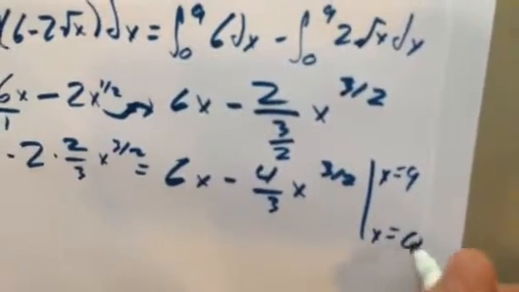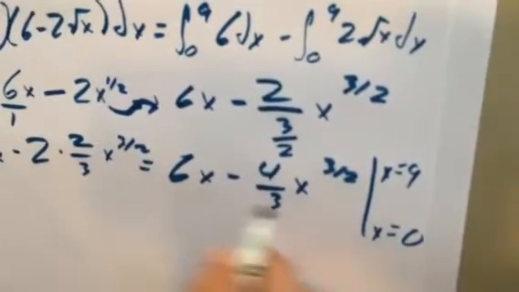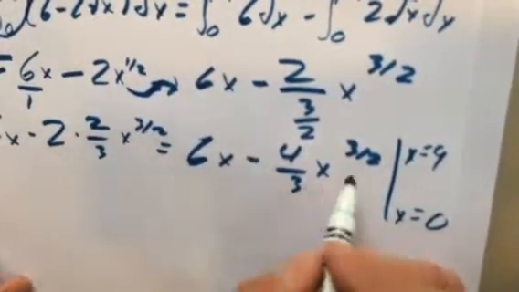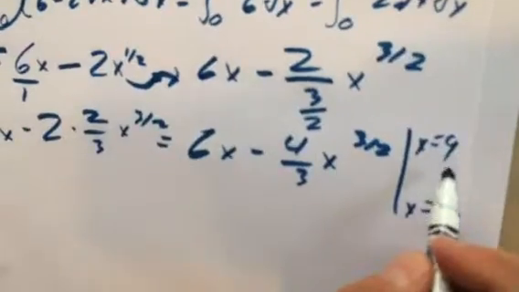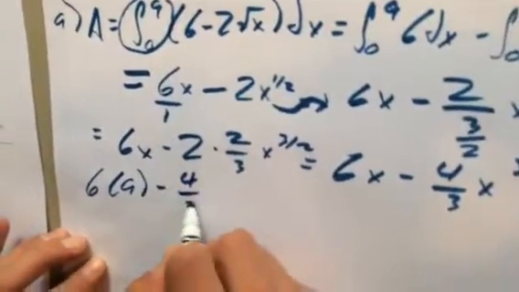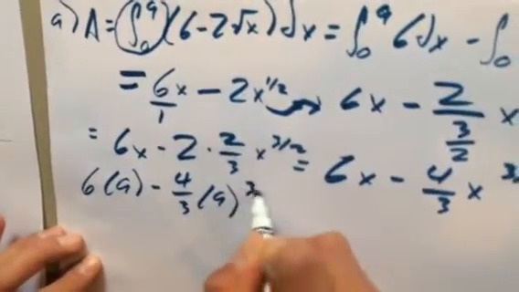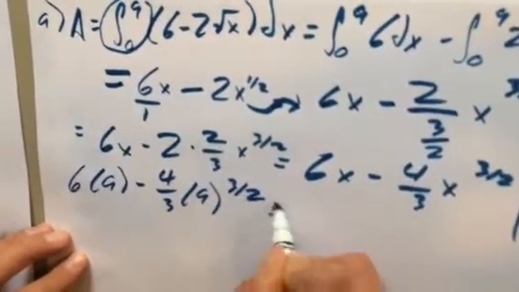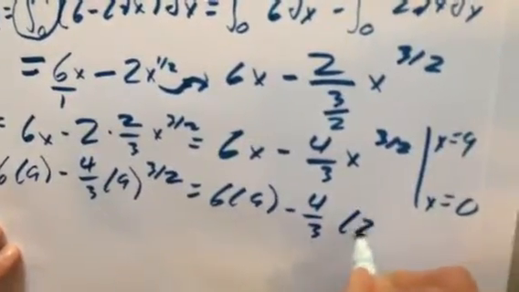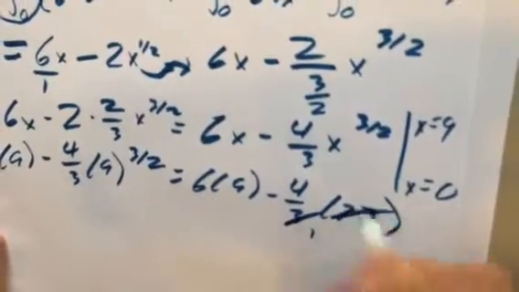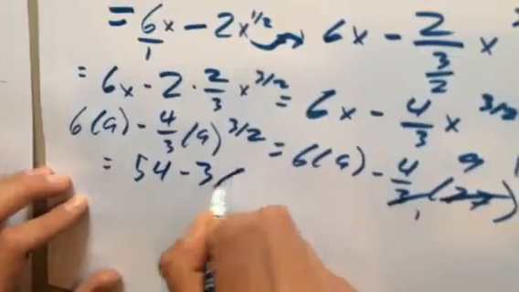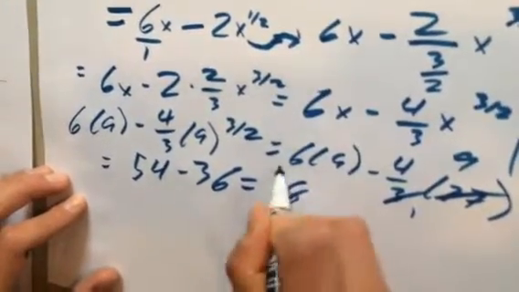Don't worry about the x equals 0 because we're only working with variables, and the 0 will just make this whole thing 0. So we just need to evaluate for 9. We plug in 9, and the square root of 9 is 3, times 9 is 27. So times 27, this goes to 9, this becomes 54 minus 36, and the difference is 18. So that's our first answer.